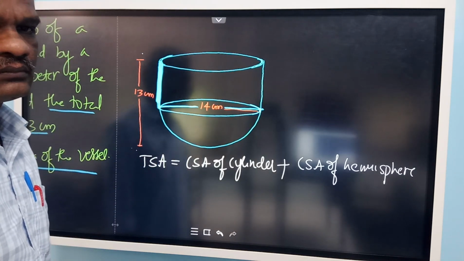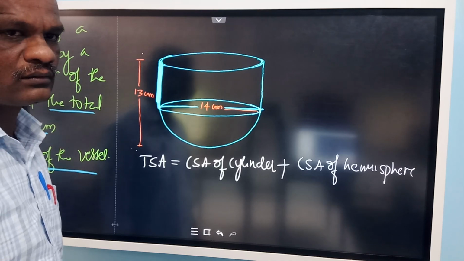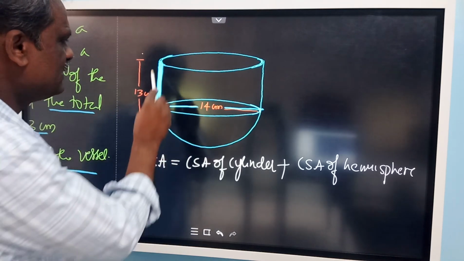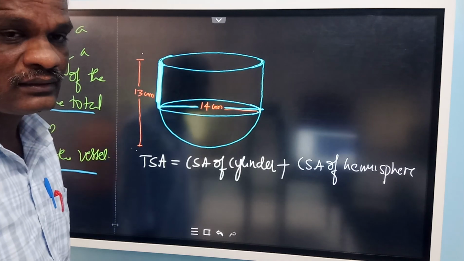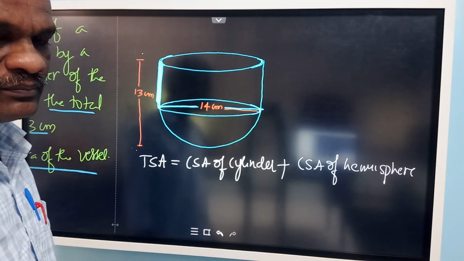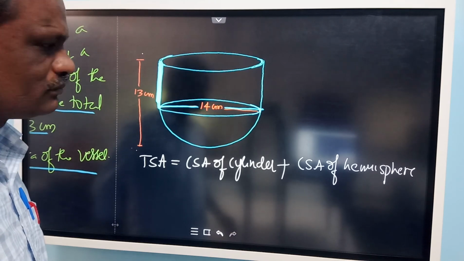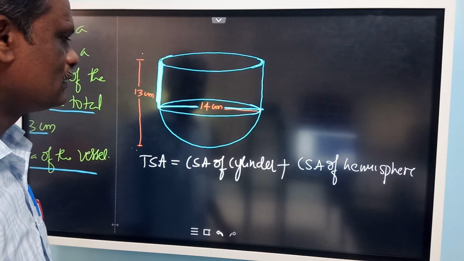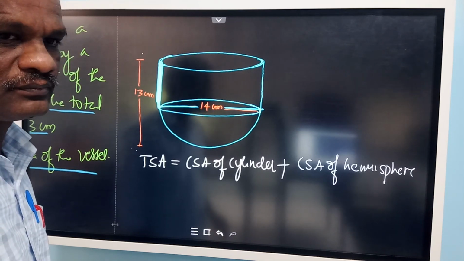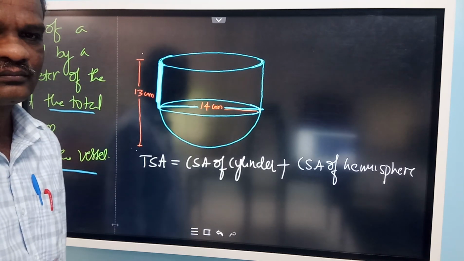Any thinking on this? Any thought on this? You are taking time. How to find this height? Bharat, correct? Tell me. Sir, the radius is 7 centimeter, and if we subtract 7 centimeter from the 13 centimeter, we will get the height of the cylinder as 6 centimeters.